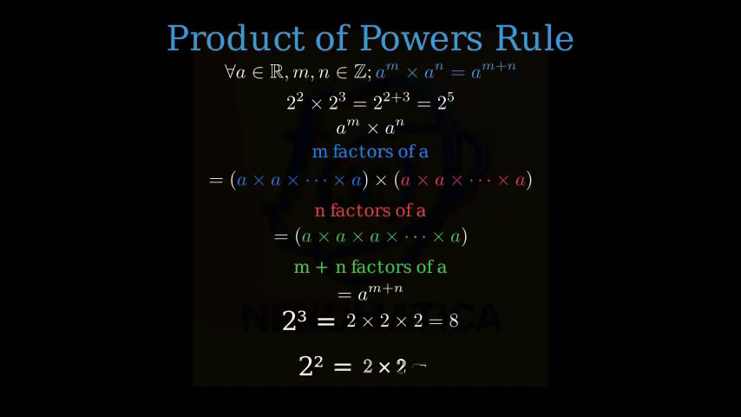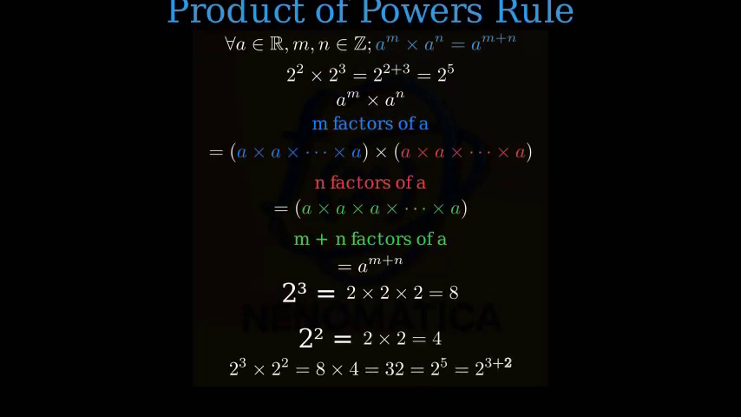Imagine we have 2 raised to the power 3, which means 2 multiplied by itself 3 times. So that's 2 times 2 times 2, which equals 8. And we also have 2 raised to the power 2, which is 2 times 2, which equals 4. So when we multiply 2 to the power 3 times 2 to the power 2, we're multiplying 8 times 4, which equals 32. And 32 is exactly 2 raised to the power 5, or 2 raised to the power 3 plus 2. Let's look at one more example to make sure we understand.